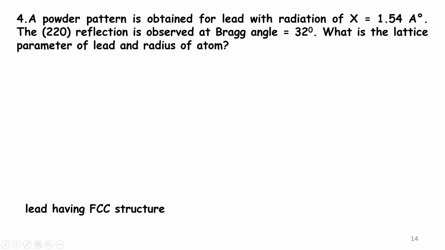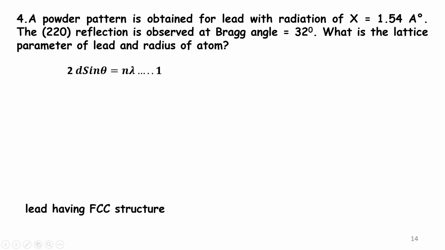The fourth problem is: a powder pattern is obtained for lead with X-ray radiation having the wavelength 1.54 angstrom unit. The 220 reflection is observed at the Bragg's angle 32 degree. What is the lattice parameter of the lead and the radius of the atoms? So students, in this problem we have to find the lattice parameter and the radius of the atom.